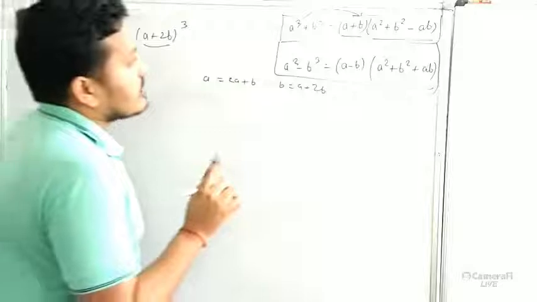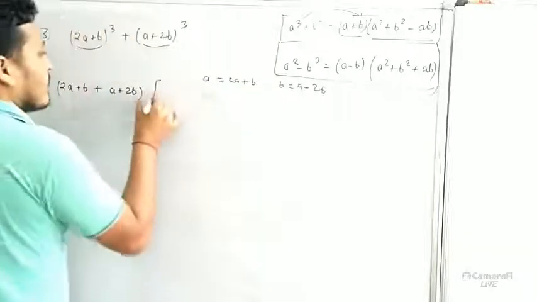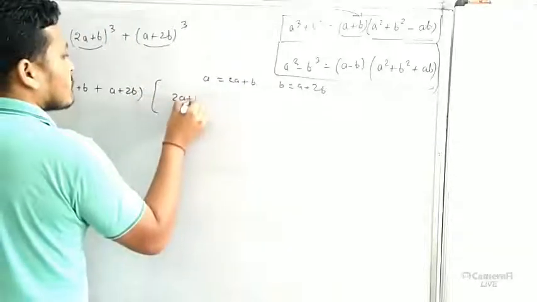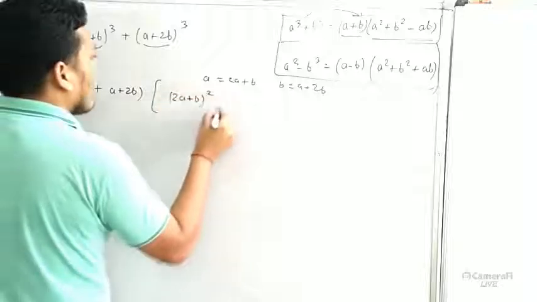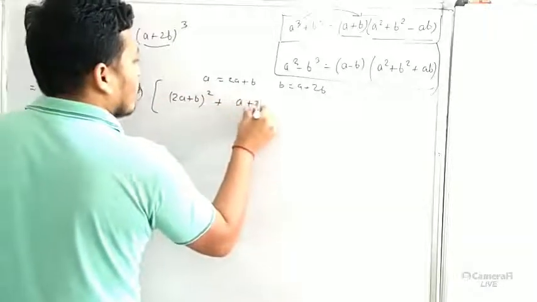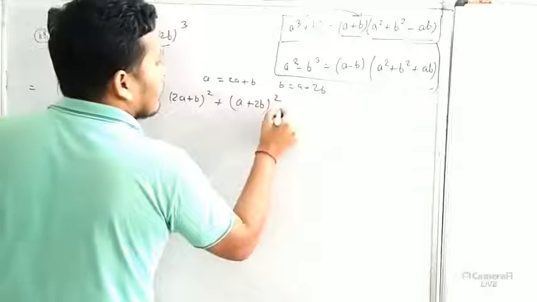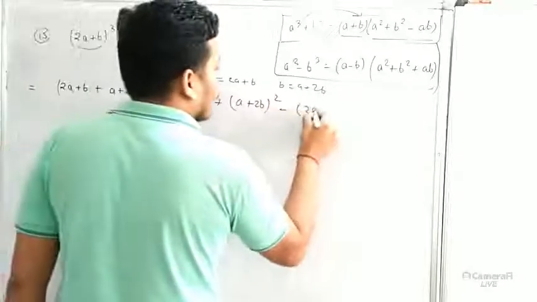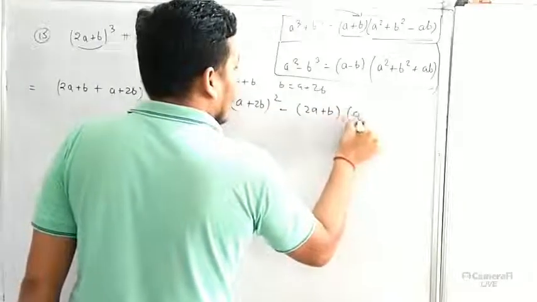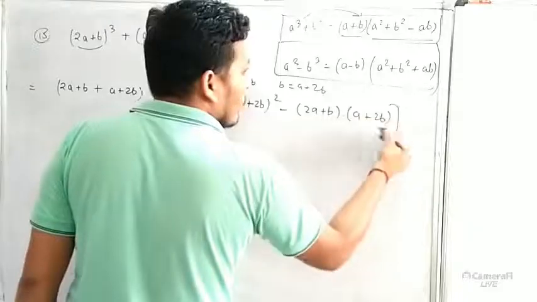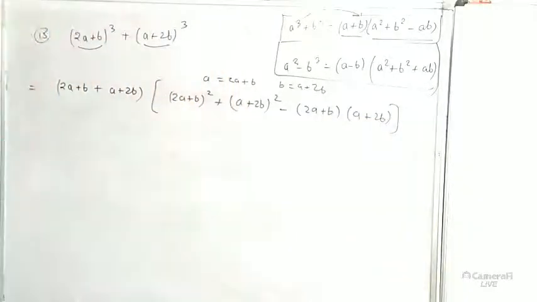Next is a square plus b square. So what is a? a is 2a plus b, then whole square. Next b is a plus 2b and its square, and minus ab, meaning (2a plus b) into (a plus 2b). We can solve it. Solve it as much as you can, try to calculate.